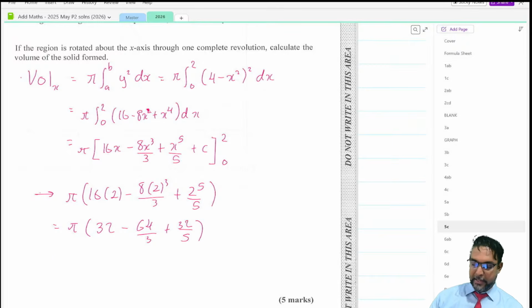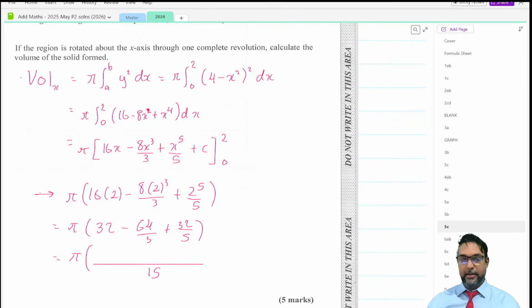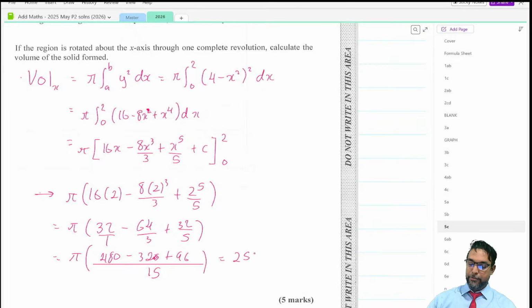So again, calculator time for that. If you want to show the fraction working, you can, but you don't have to. Honestly, I'm just doing this because my calculator doesn't give me fractions. So 32 by 5 is 320 plus 160 for 480. Then 480 minus 320 is 160, and 160 plus 96 is 256. So 256 pi over 15 units cubed. Don't forget the units cubed.